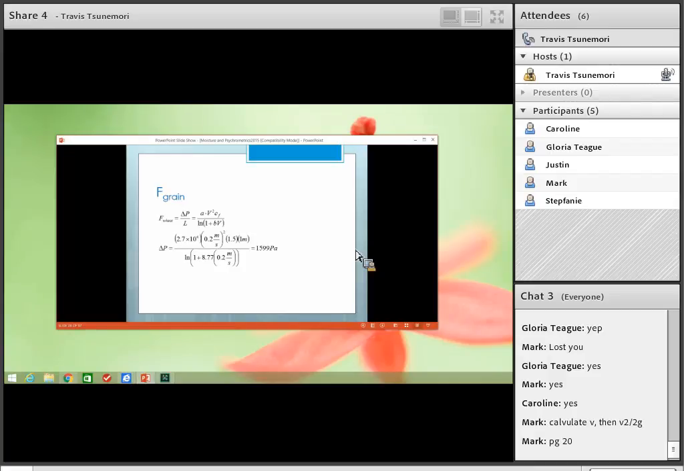So friction loss for the grain is equal to delta P divided by L. And then there's that formula, AV squared CF divided by the natural log of 1 plus BV. So A is given in the table. Let's see. It's, I forget, page 30. Is that what I said? In your book. Yep, page 30, table 2-5. If you look at wheat, the value of A is 2.7 times 10 to the 4.